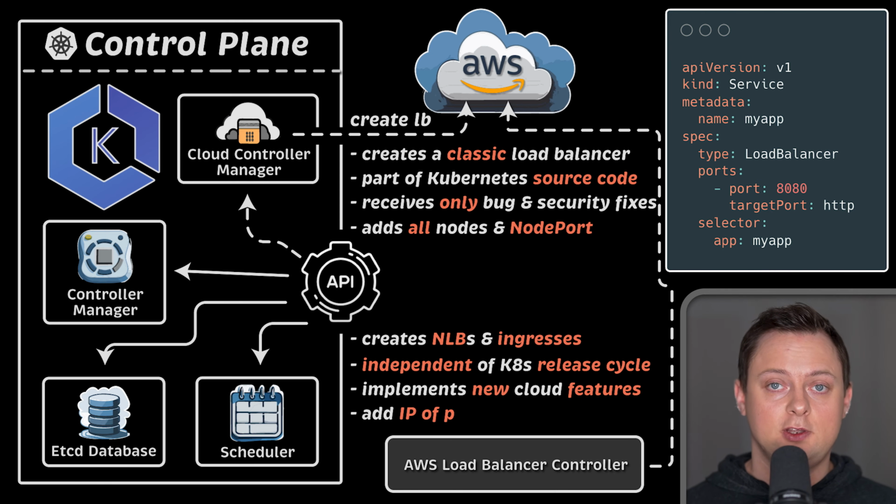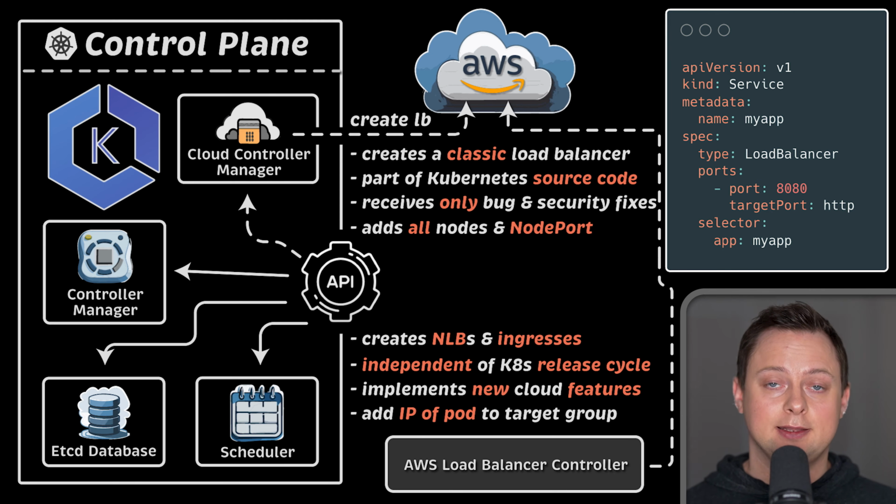One of my favorite features is that since we use the native VPC network when creating an EKS cluster, each pod gets VPC routable IP addresses. This means you can directly add pod IP addresses to the load balancer target group.